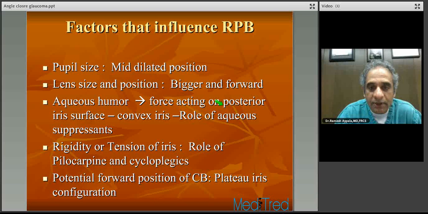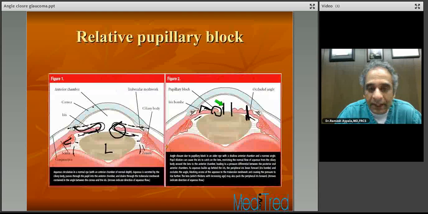Lens size and position. Let's go back again. In this example, as you can see in figure 2, the size of the lens is drawn to be bigger, and it's located a little bit more anterior compared to figure 1. Typically, as we grow older, the lens increases in size, and any situation that causes the bigger lens to be pushed forwards is going to increase the contact between the pupillary margin and the underlying lens.